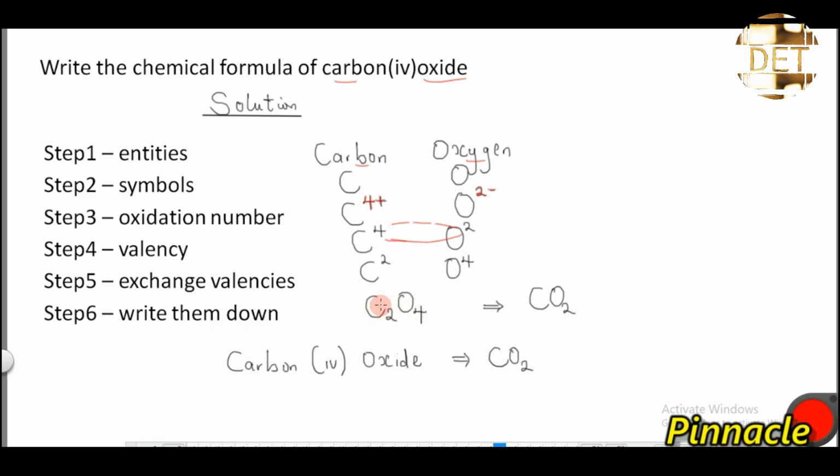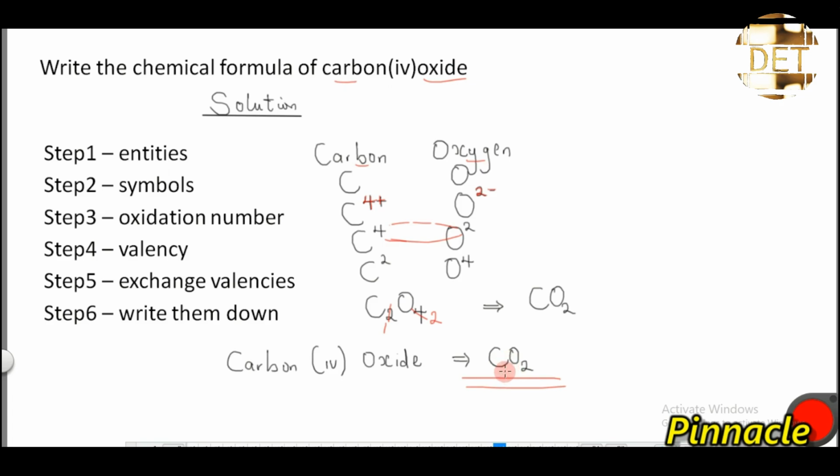C2O4. So 2 here is 1, 2 here is what? 2. So the chemical formula of carbon 4 oxide is CO2. This is our answer, CO2. In this chemical formula, it shows that carbon 4 oxide contains 1 carbon atom and 2 oxygen atoms.